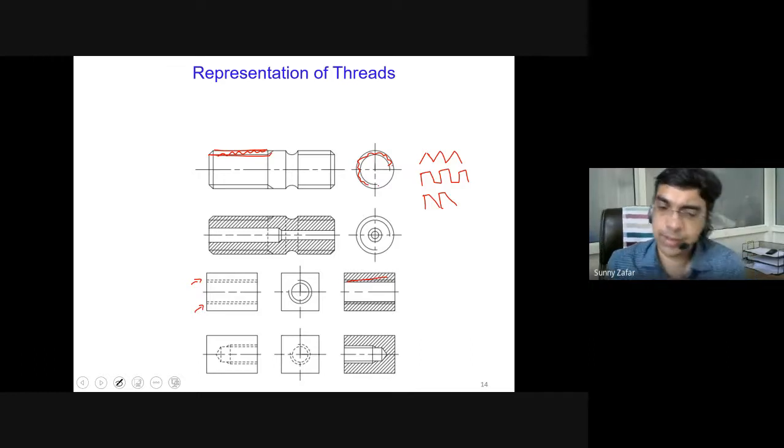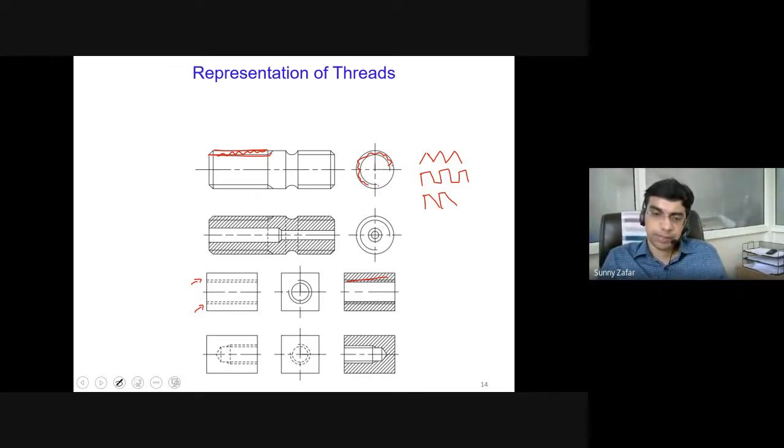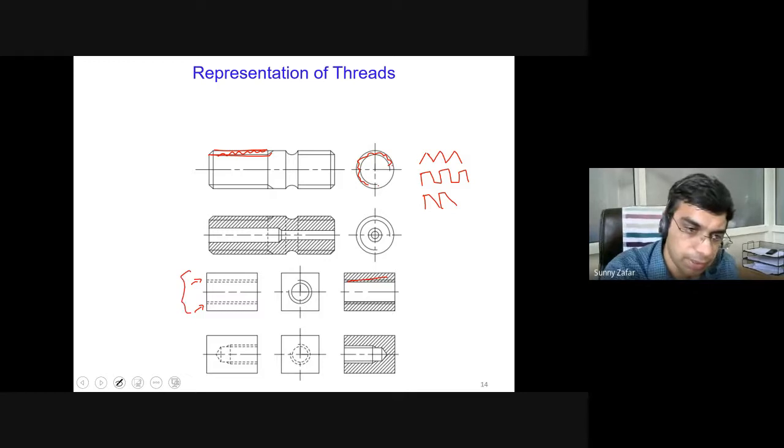So again, these are not to be drawn manually. Much of the task is taken care of by the CAD software. But for reading drawings, you should understand what these two lines are indicating if they are provided on any drawing. If parallel lines are there, the first indication is basically that this is an external threaded portion, or in the case of such a component, they are showing the internal threads.